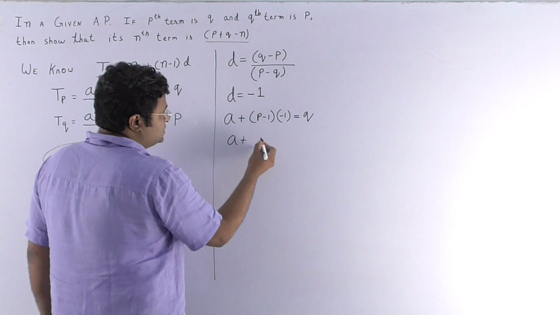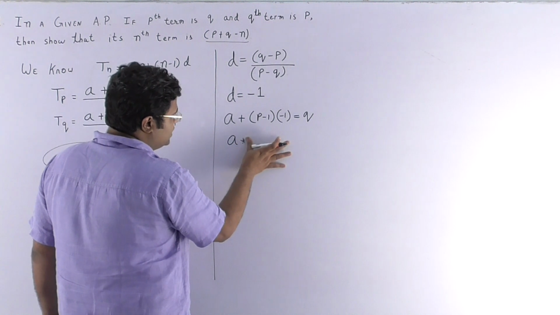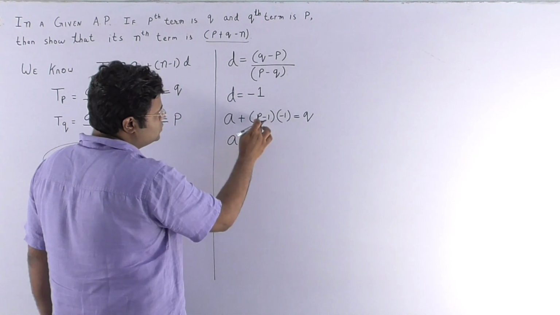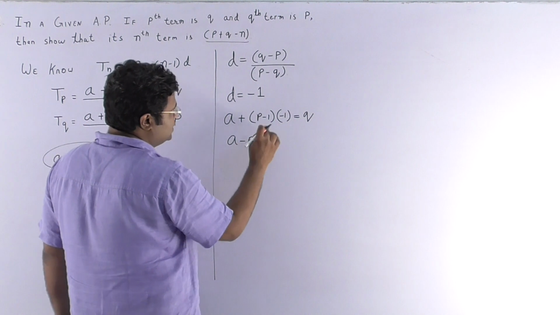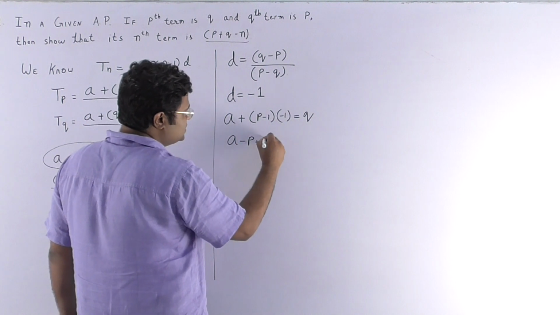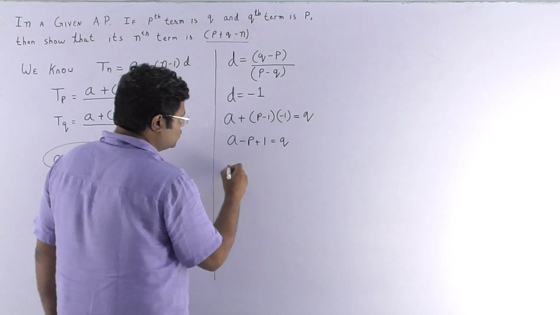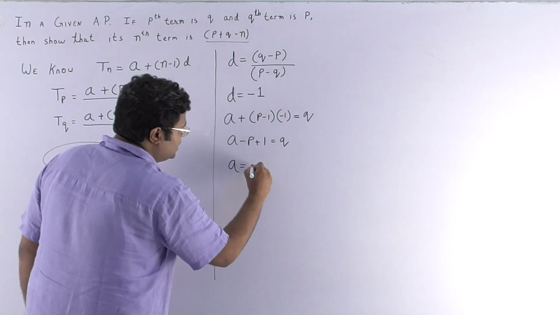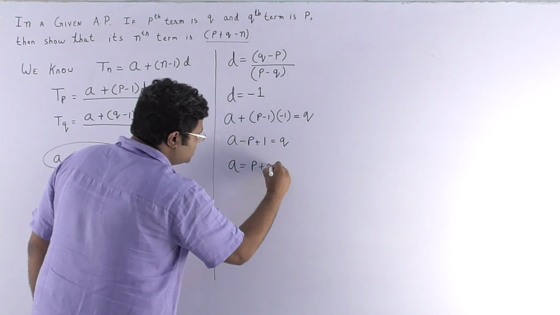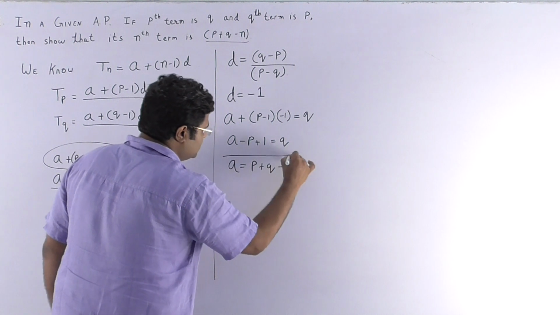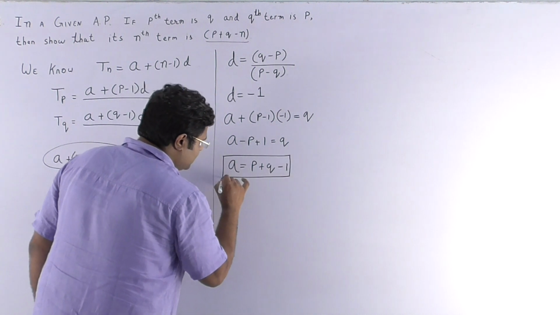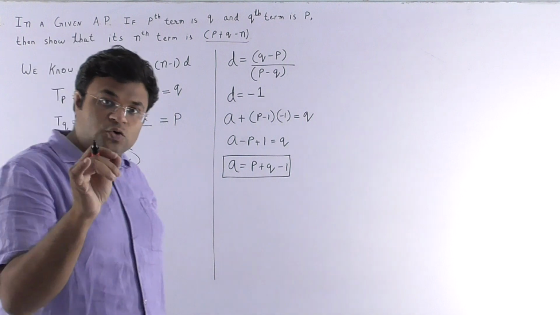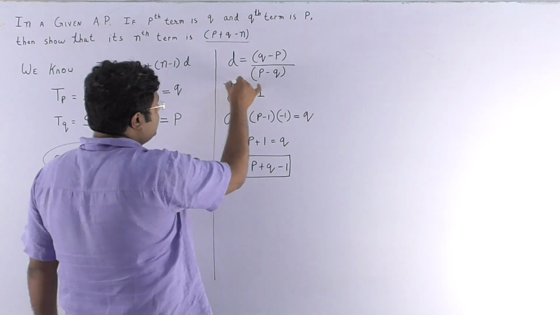So A plus, now what will it be? Let's see, minus 1 into P is minus P, and this will be plus 1, is equal to Q. So A will come out to be P plus Q minus 1. So here is our find: A is P plus Q minus 1 and D is minus 1.